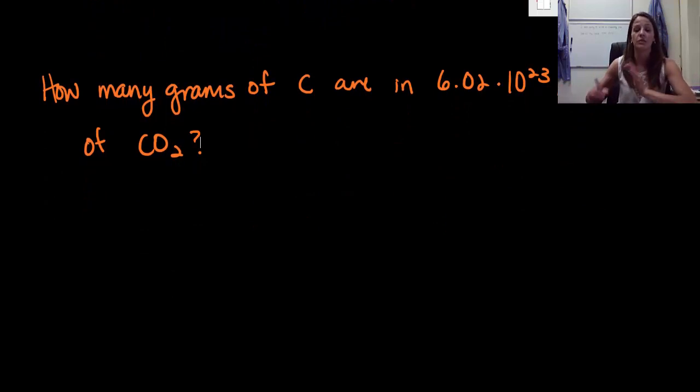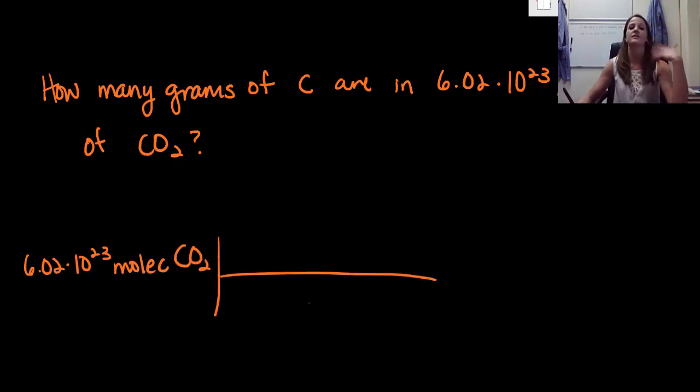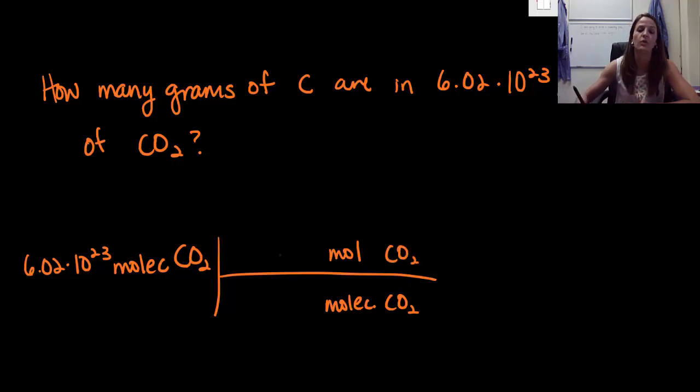So you start off with what you know. The only thing we know is that we have 6.02 times 10 to the 23rd molecules of carbon dioxide. So we have molecules of carbon dioxide in the top. We need to put molecules of CO2 on the bottom. We know the only way we can go from molecules is to moles of CO2. We know for every 1 mole of CO2, we have 6.02 times 10 to the 23rd molecules of CO2. Avogadro's number. All right, so we're in moles of CO2. We're trying to get to grams of carbon.